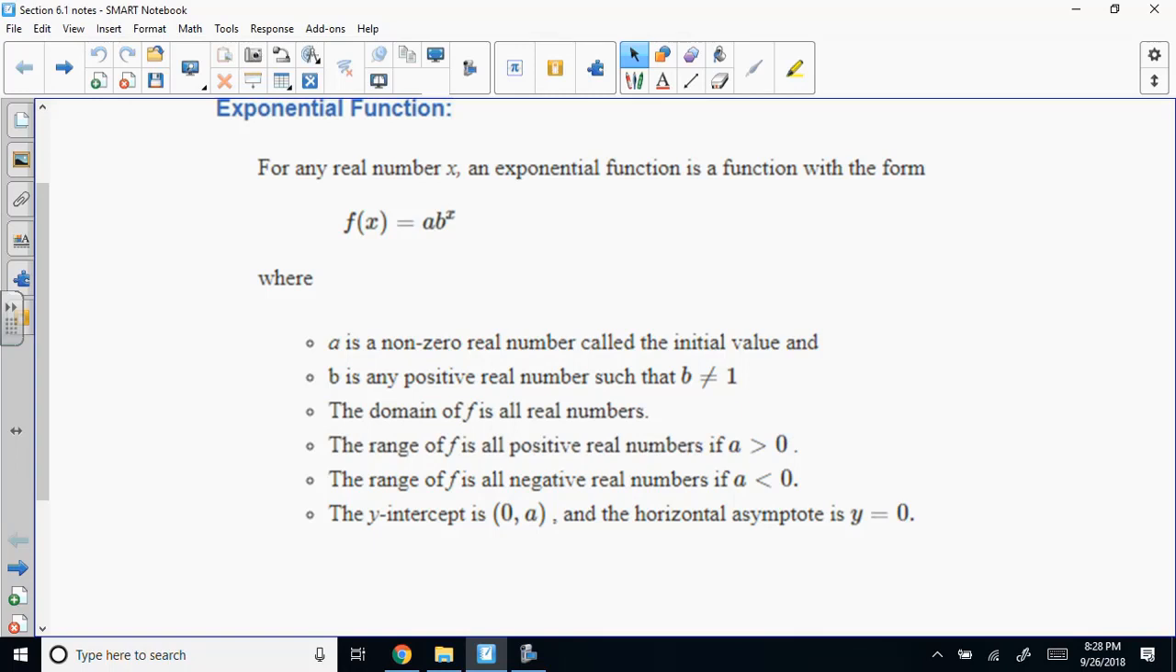B is any positive real number such that B cannot equal 1, right? Well, B is the base, correct? B is the base. And the base of that exponential can't equal 1. Why? What do you mean it'd just be 1? Yeah, there we go. Now, you got to understand why it can't be equal to 1. And that's it, right? If the base is 1, 1 raised to any power is what? 1, right?